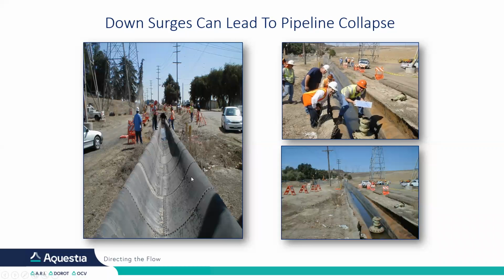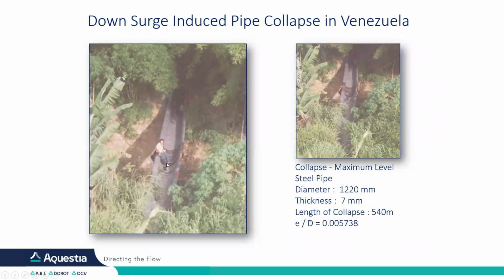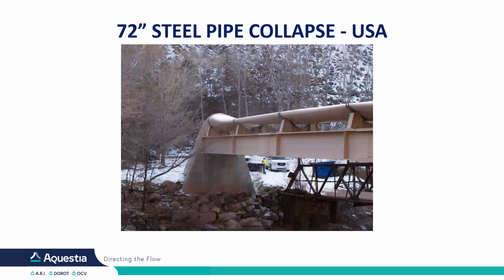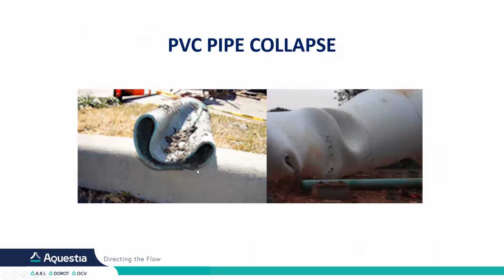That's taken from the US. That's from India. You see the collapse of the pipeline. That's not a tunnel that used to be around the pipeline and just collapsed inside. The same like here in Venezuela. Okay, a steel pipeline that collapsed due to the downsurge. Okay, a 72-inch steel pipeline collapsed. That's in Valencia. You see the collapse of the pipeline, PVC pipelines.